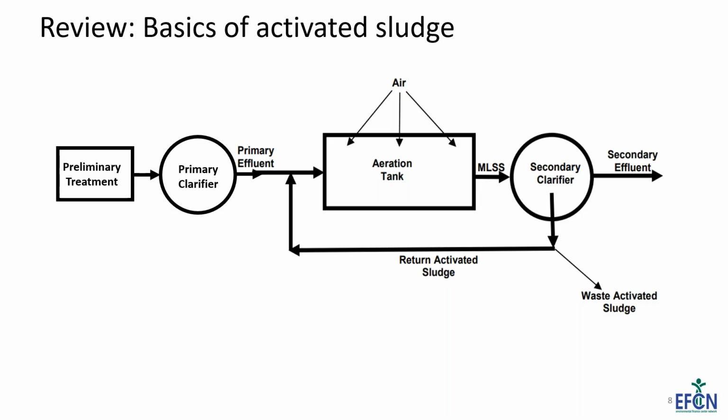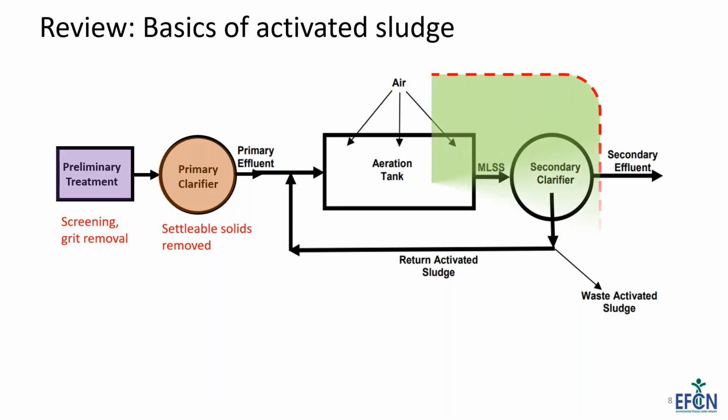If we look at a basic layout of a plant, we have our preliminary treatment where we're screening out large materials, and we usually have settling in a primary clarifier where the solids that are ready to settle out without any treatment can settle out. And we'll be using this term primary effluent, meaning the effluent that's coming out of a primary clarifier. That's also the influent to the activated sludge process.